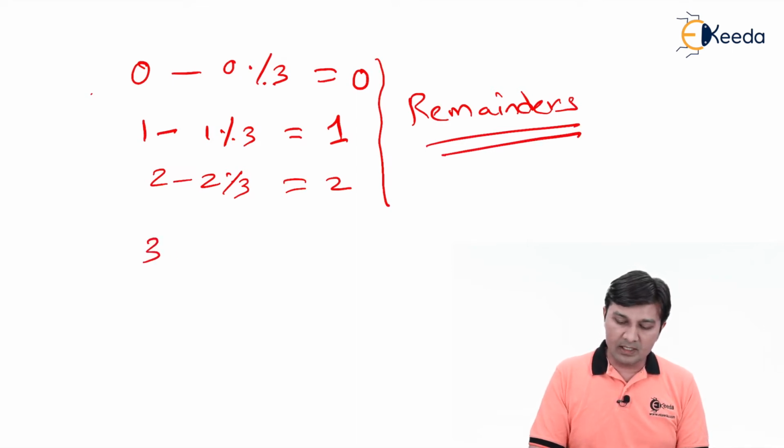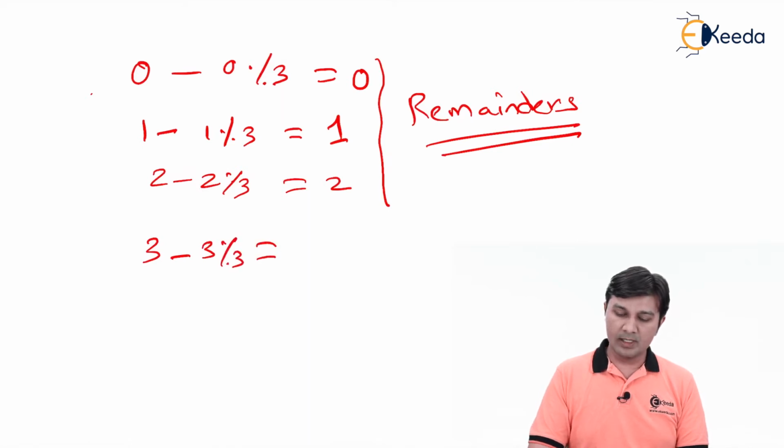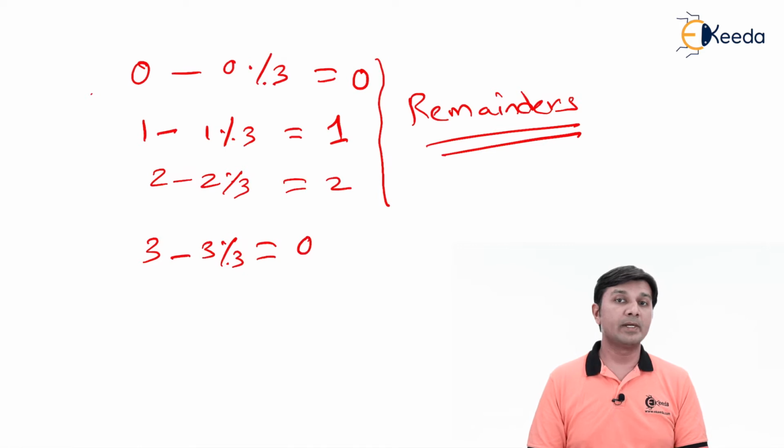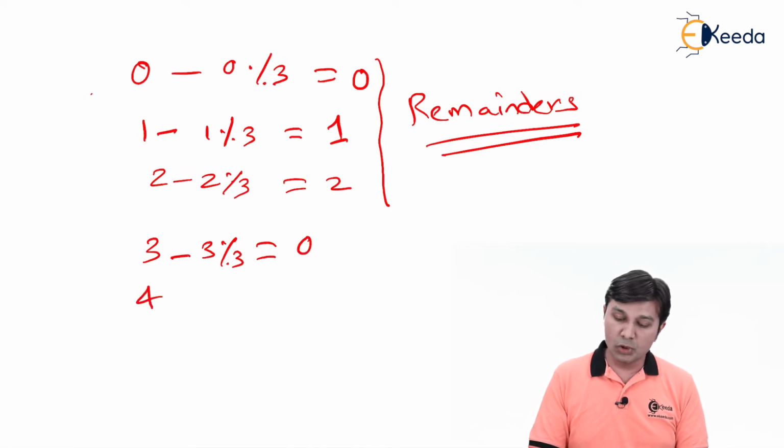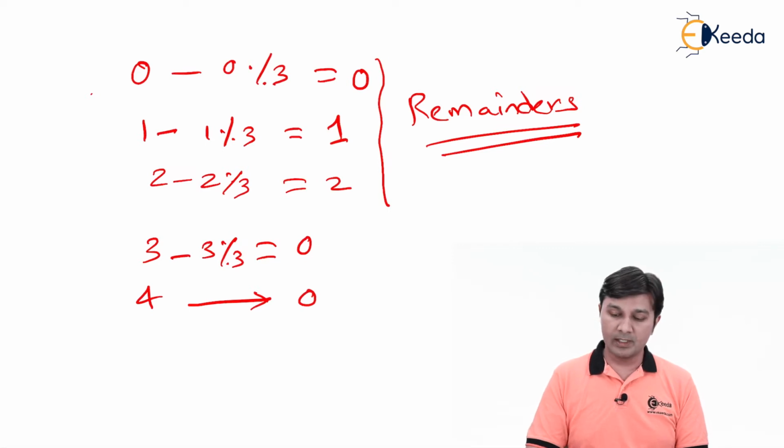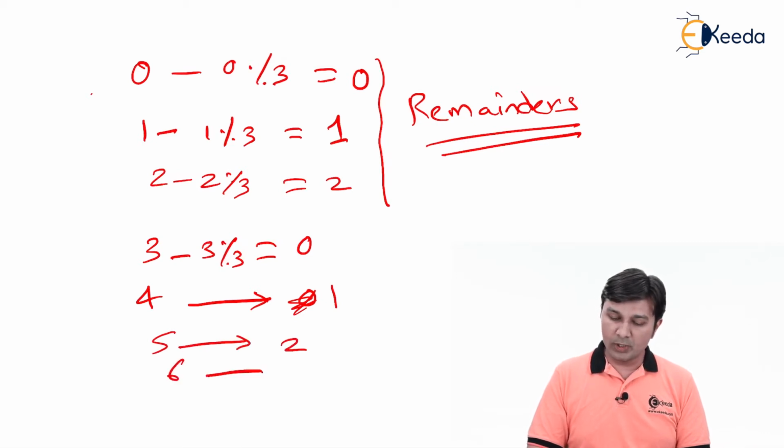If I take a number like 3, what is going to be 3 modulo 3? 3 modulo 3, I think it is going to give you a remainder as 0. What is going to be 4 modulo 3? 4 modulo 3 is also going to give a remainder, not 0, it will be giving a remainder as 1. 5 modulo 3 is going to give a remainder as 2. 6 modulo 3 is again going to give a remainder as 0.